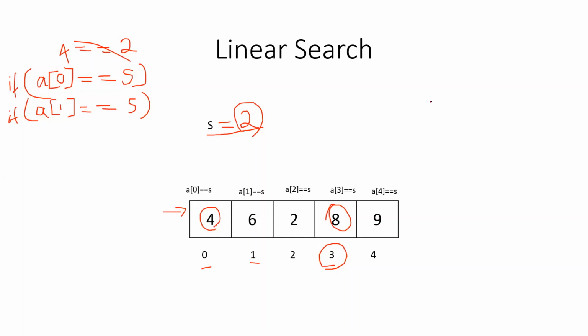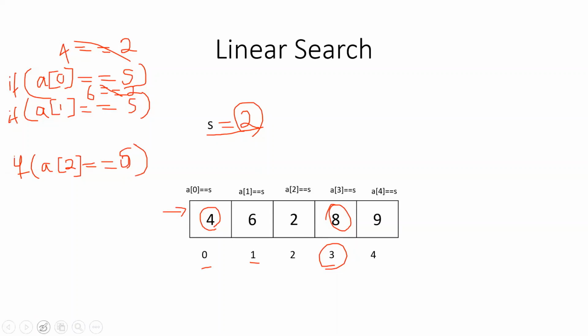Abjit, can you tell me what is A of 1? What is the element present at A of 1? 6. So you are comparing whether 6 is equal to 2. You know it is not equal. So what you will do? Again, you will compare the next element. To access the next element, you will be using A of 2. If A of 2 is equal to S, right? We are using the variable S.